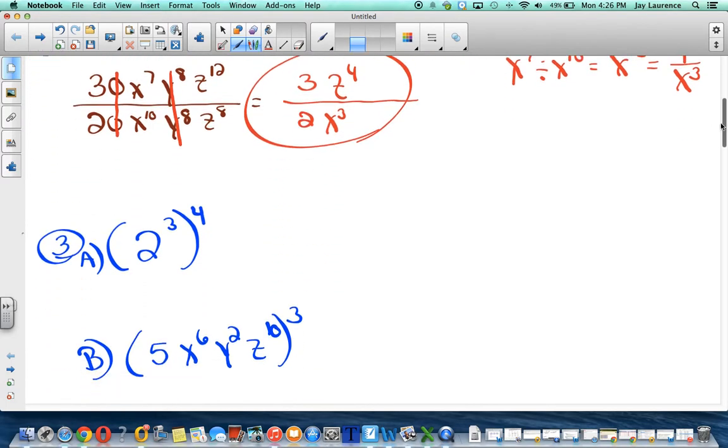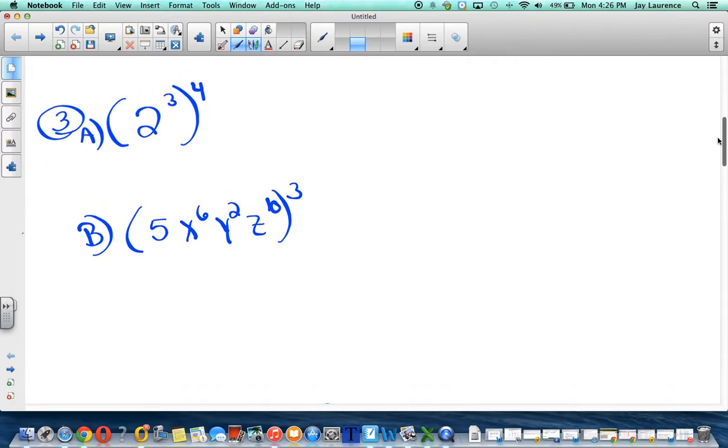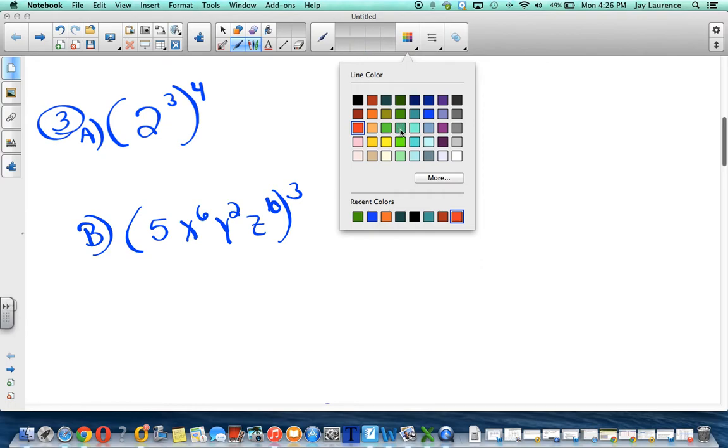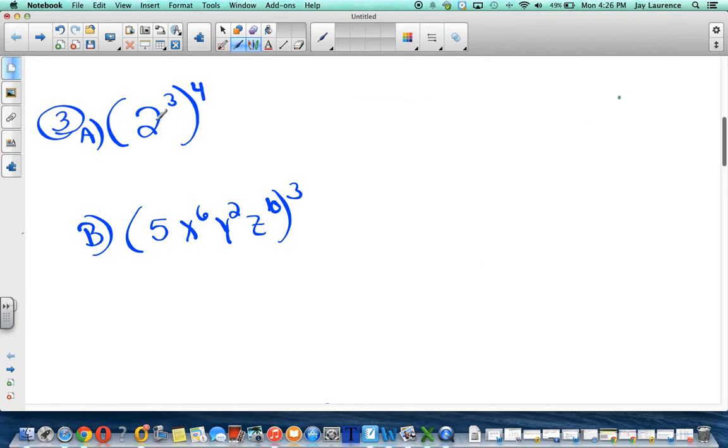All right, here come a couple more problems. Okay, let's see here. Let's go with a different color for this one. All right, 2 to the 3rd raised to the 4th power. Now, when I do this, I'm going to want it as a base and an exponent. I'm not going to actually evaluate it. If you're thinking 2 to the 7th, you're incorrect. Remember, this 4 means that there's 4 of those.